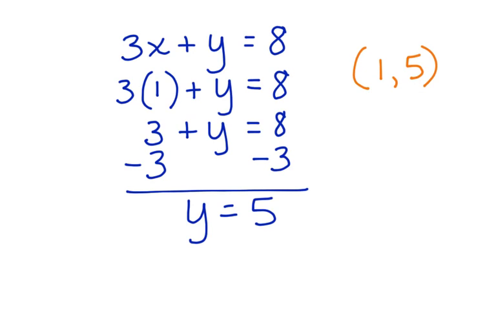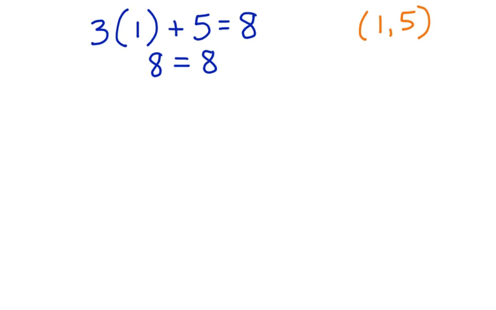We can check our work. We check our work by substituting 1 and 5, 1 for x, 5 for y, back into each equation. Make sure it's a true statement. 3 times 1 plus 5 equals 8. 3 plus 5 is 8. 8 is equal to 8. Works in the first one.